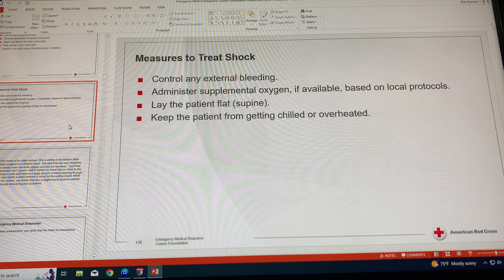EMRs in different states have different authorities. Okay, they have different authority in different states. So you have to be aware of what your particular area of practice allows. Lay the patient flat. Okay, lay the patient flat. That's very important when treating shock. Keep the patient from getting chilled or overheated, okay? Very important. Not too hot, not too cold.